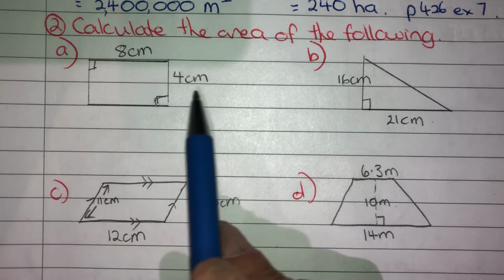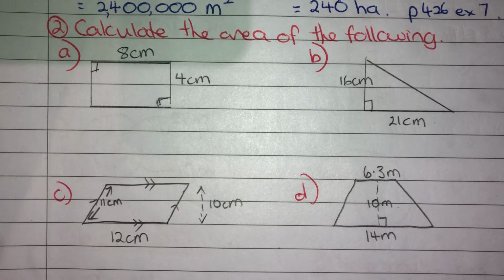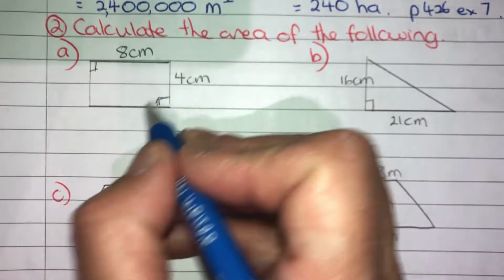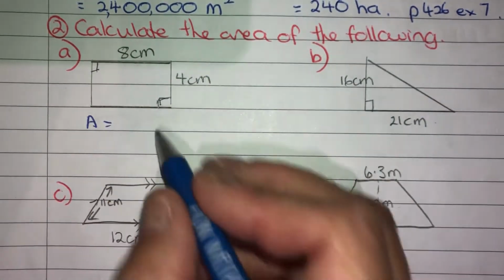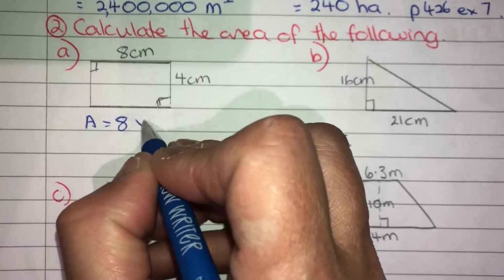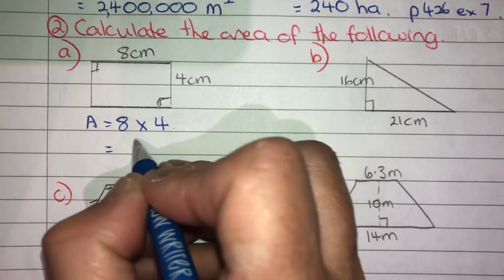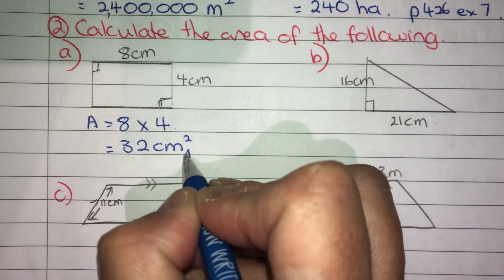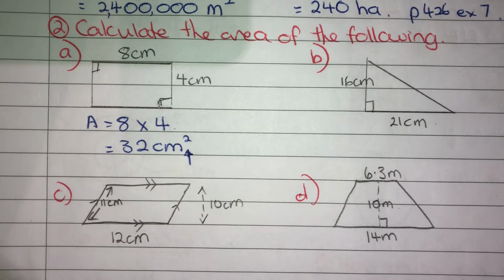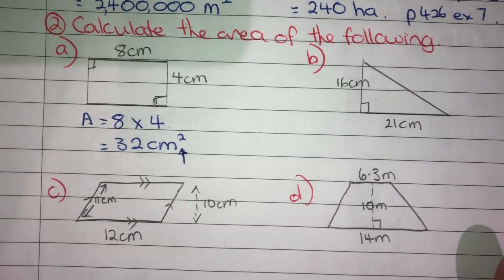All right, so the first one we have, we're calculating the area. Hopefully you've got the sheet in front of you, or you just remember that the area of a rectangle is going to be one side multiplied by the other. So this is 8 by 4, and 8 times 4 is 32. And the big thing, because you're going to lose marks, is make sure you put a squared on the end, because it is the area of something.